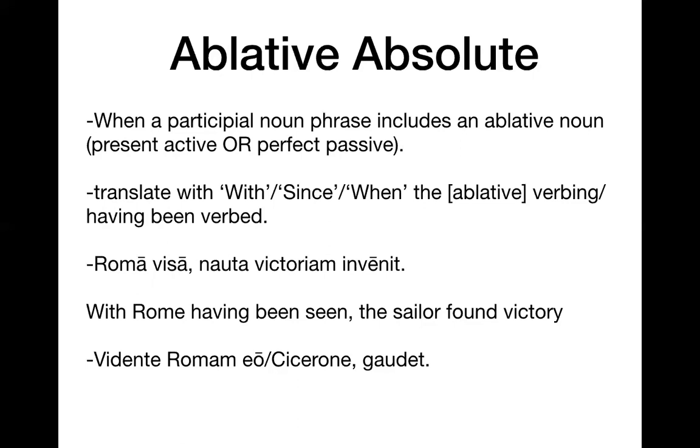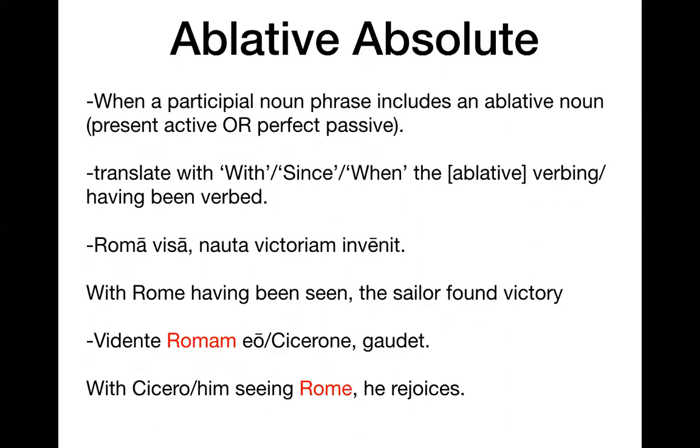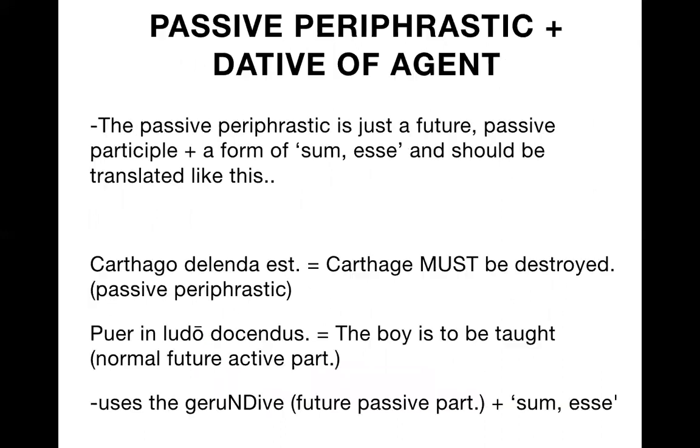Yeah, with him seeing Rome. Yeah. So just watch out for that. In a lot of ablative absolutes, it'll just be ablative participles and ablative nouns. But if it is a present active participle, you might have an accusative in there, and that'll make it look a little weird or different, sort of. But yeah, like with him or with Cicero seeing actively the direct object Rome, he or she rejoices. Just made that up.